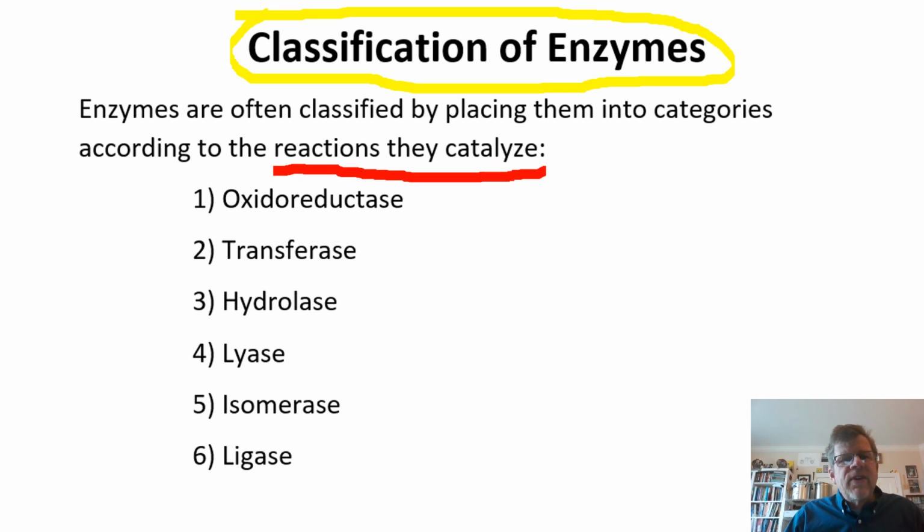So here we see the 6 different classes, 6 at least for now, of enzymes. The first is an oxidoreductase. Again, sometimes these names can give some indication as to the types of reactions they catalyze.